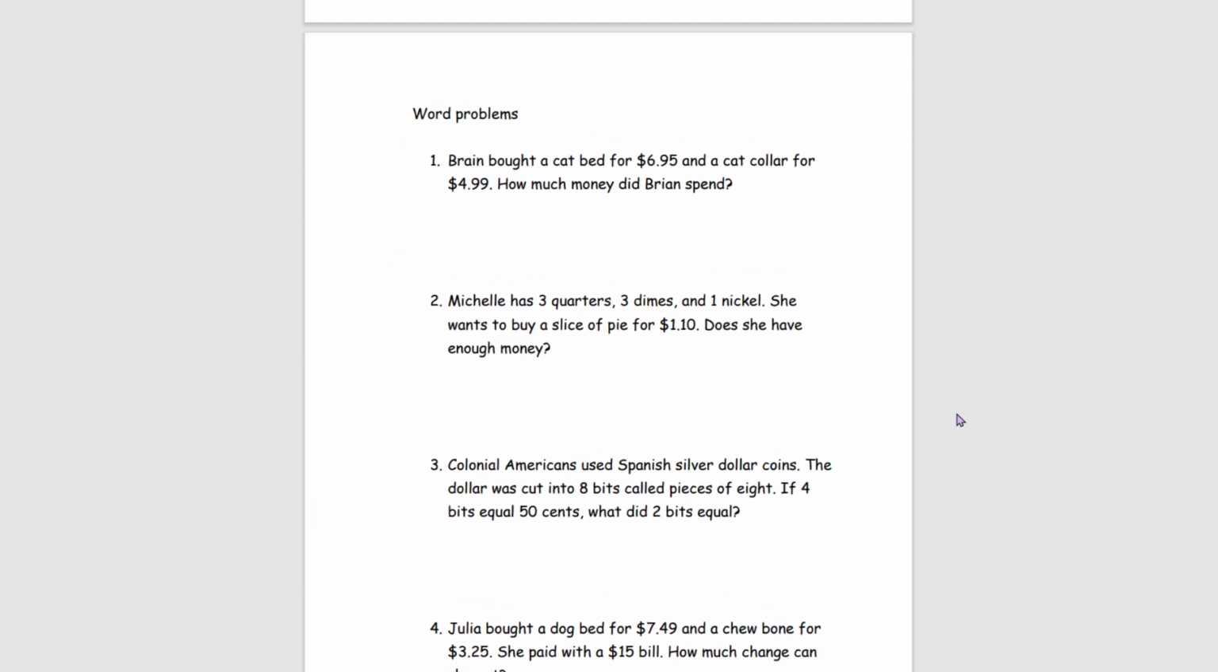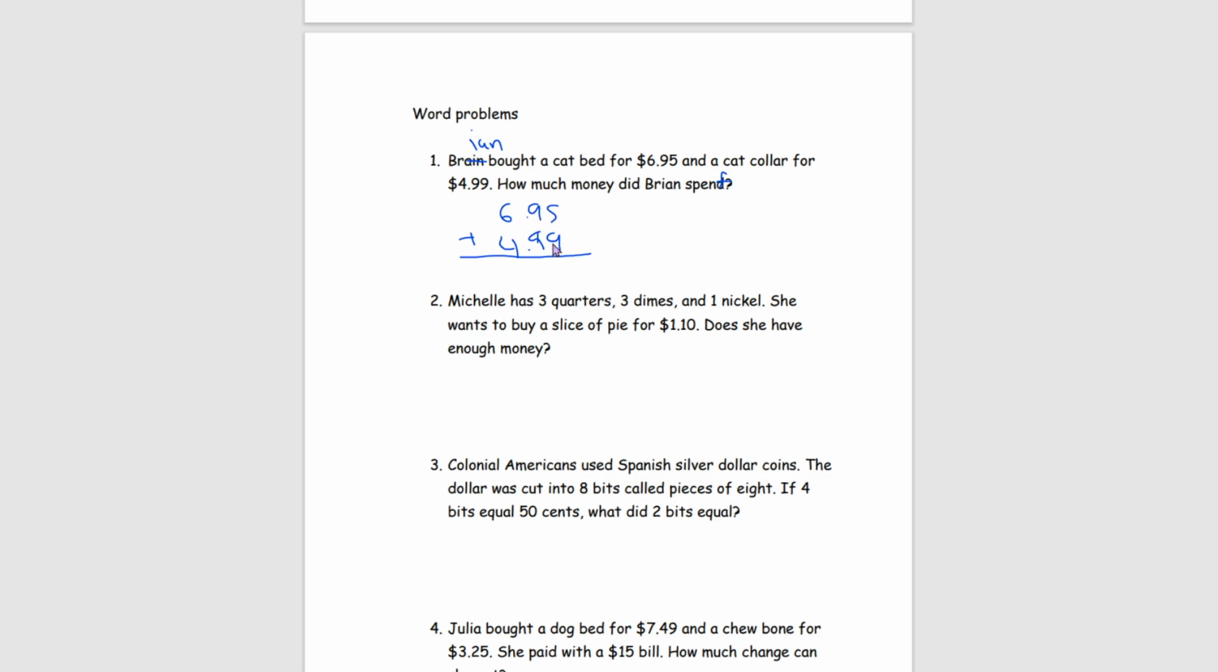For our word problems, Brian bought a cat bed for $6.95 and a cat collar for $4.99. How much money did Brian spend? So we're trying to find how much money Brian spent. Put a T right here and change this to Brian. Since we're trying to find out how much he spent, we're just going to have to add these two values that we were given together. So we have $6.95 plus $4.99.